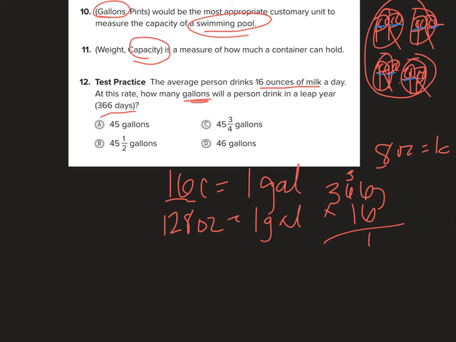6 and 6 is 36. 6 and 6 is 36. Plus 3 more is 39. 6 and 3 is 18. Plus 3 more, 21. I'm going to go over to the tens place, so I need to add my 0. 1 times 6 is 6. 1 times 6 is 6. 1 times 3 is 3. Add them together. 9 and 6 is 15. 3 and 2 is 5. 5,856. So I need to take that and divide it by 128.